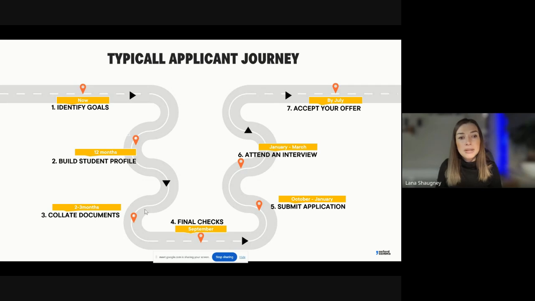Then you might be invited for an interview, which usually happens in January to March. In general, we usually say get three kind of categories of universities. Your top university, that's your first ambitious choice. Then you'd have your insurance choice, and then you would have your safe middle choice.